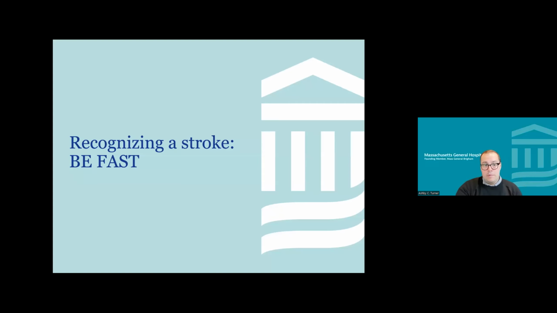In terms of what the stroke symptoms are, we use the acronym BE-FAST. Before we get into the specifics, I want to keep driving home the importance of acting quickly. We have really two treatment options for an ischemic stroke. One is a medication given through the IV, TPA, or there's a newer version, TNK, or tenecteplase. We'll talk about this more in a minute.